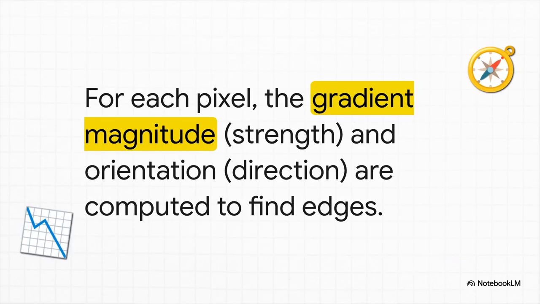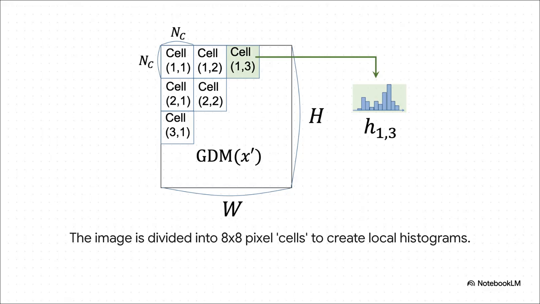Okay, step 2. The algorithm literally scans every single pixel in our window, and for each one, it asks 2 simple questions. First, is there an edge here? That answer gives us the magnitude or the strength of the edge. And second, if there is an edge, which way is it pointing? And that gives us the orientation or direction. Now this is where the magic really starts to happen. We chop up our 64 by 128 window into a grid of tiny 8 by 8 pixel squares called cells.